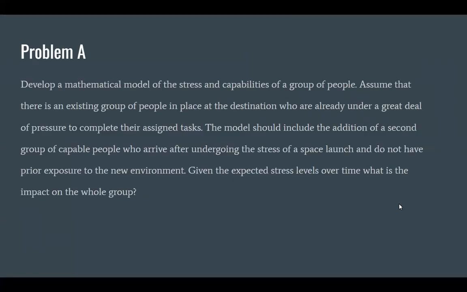Problem A tells you to develop a mathematical model of the stress and capabilities of a group of people. We're assuming that there's an existing group of people in place at the destination who are already under a great deal of pressure to complete their assigned tasks. The model should include the addition of a second group of capable people who arrive after undergoing the stress of a space launch and do not have prior exposure to the new environment. Given the expected stress levels over time, what is the impact on the whole group?